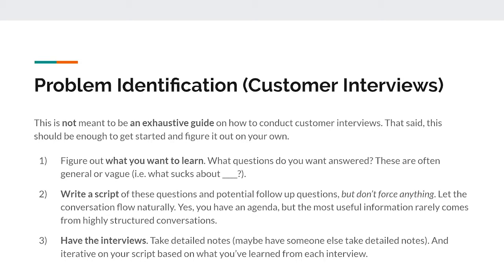And the third step is just have the interviews. See how it goes. Don't schedule them back to back, because you're going to want to take detailed notes or have someone else take detailed notes. And then you're going to want to iterate on your script based on what you've learned from each interview.